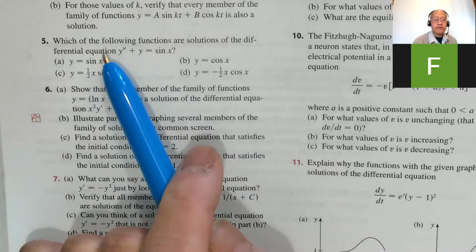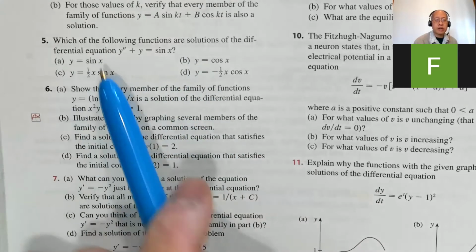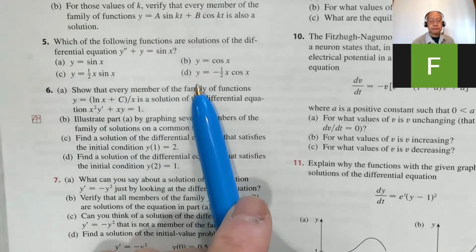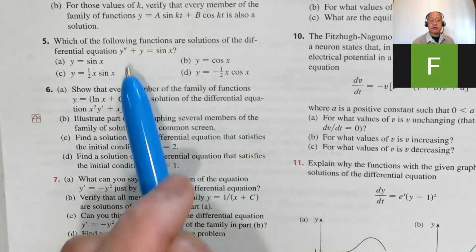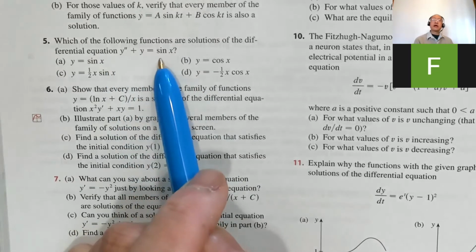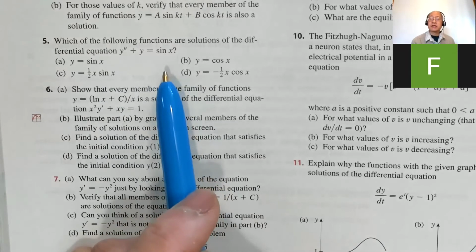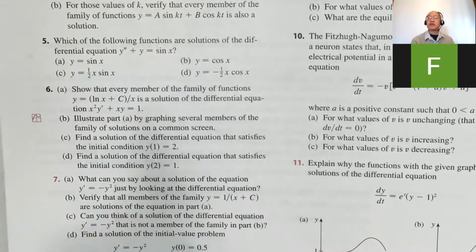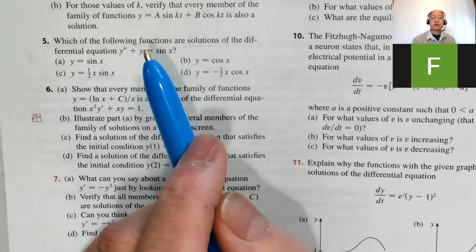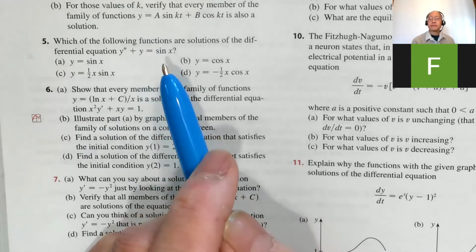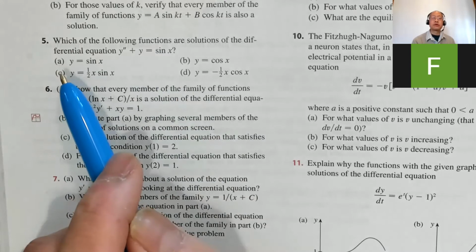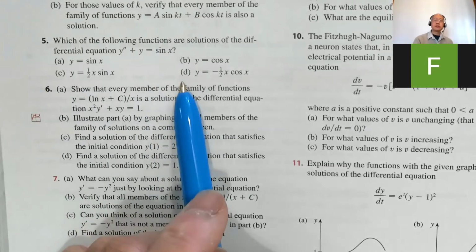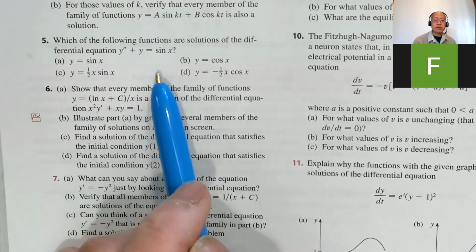Okay, 5. Which of the following functions are solutions of the differential equation y double prime plus y equals sine x? So here are 4 proposed solutions. All they're asking you is plug it in. Does it work or does it not work? That's just like saying if I solve 3x equals 6, in your mind, you already know x equals 2. Suppose I give a list of solutions. Try 1, try 2, try 3, try 4, right? And you try 1 doesn't work, 2 works, 3 doesn't work, 4 doesn't work. That's all that's happening now. Try these proposed solutions and see which ones work, which ones don't work.